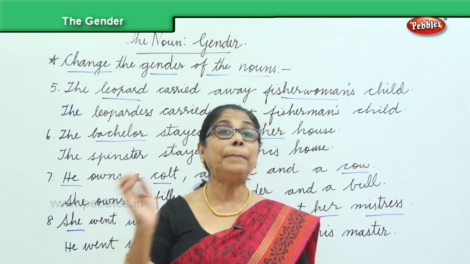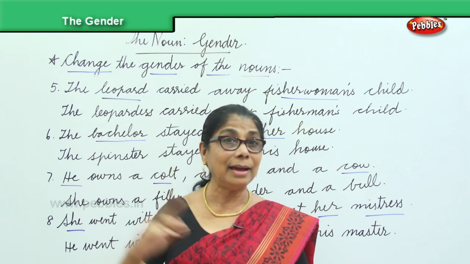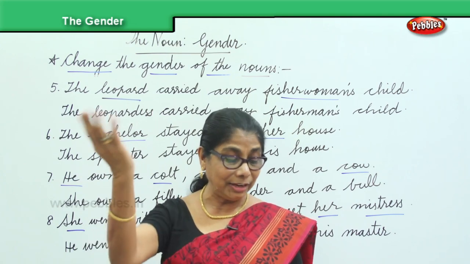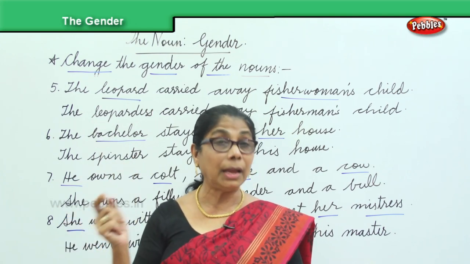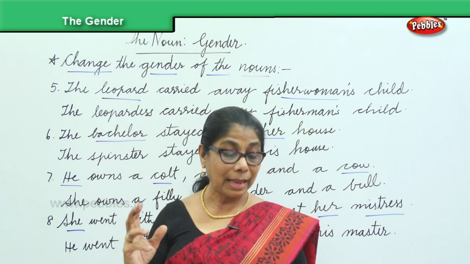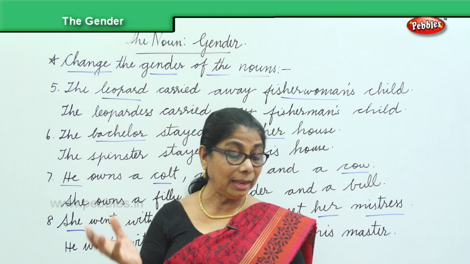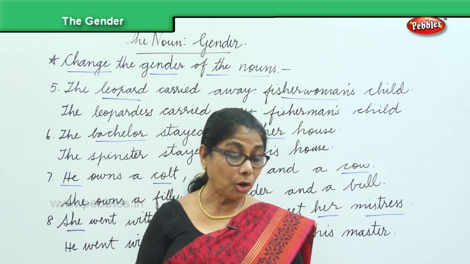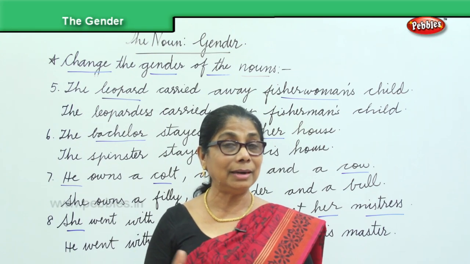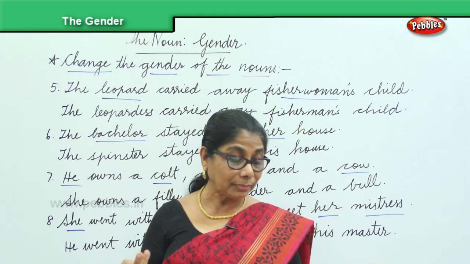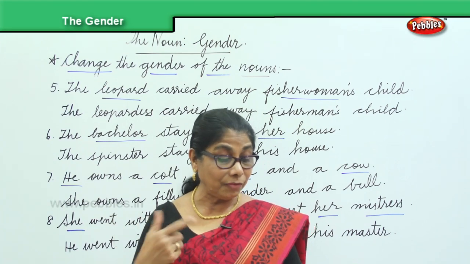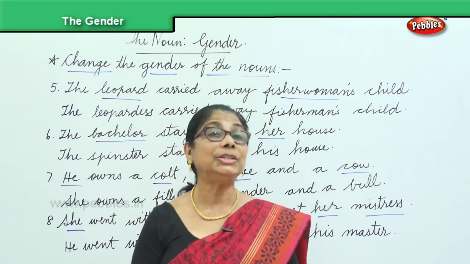Okay, one more. The peahen danced in the rain. How will you change it? The peacock danced in the rain. Very good. Next. The emperor honored the governess and the earl. So you will say, the empress honored the governor and the countess. Please tell your mother to meet him today. Please tell your father to meet her today.